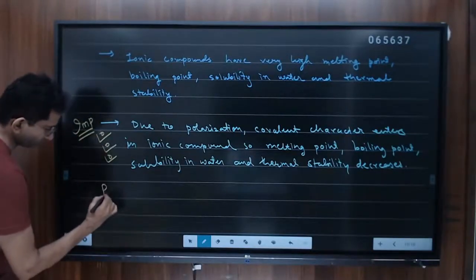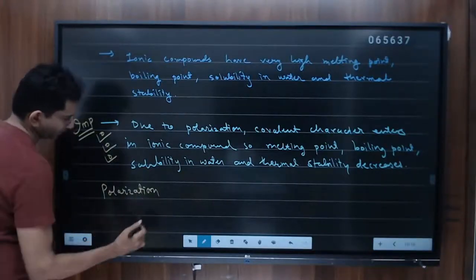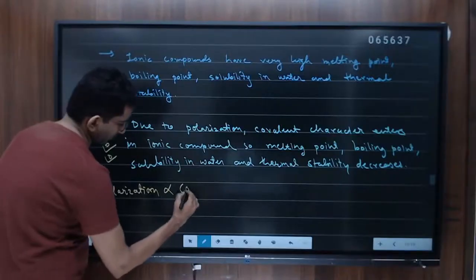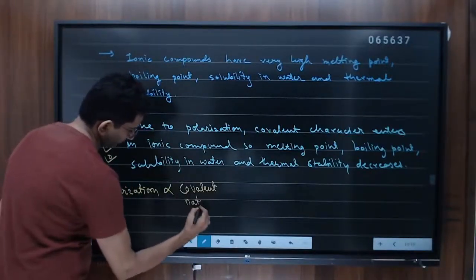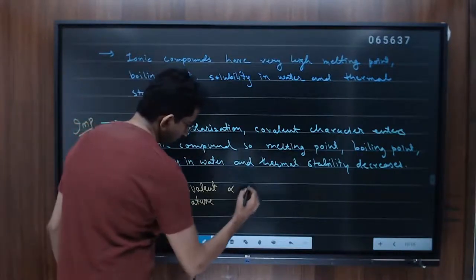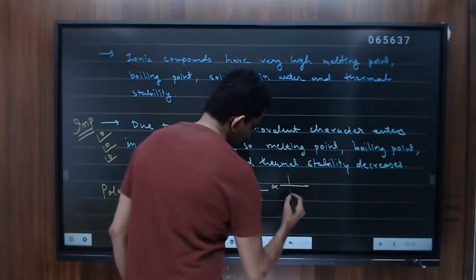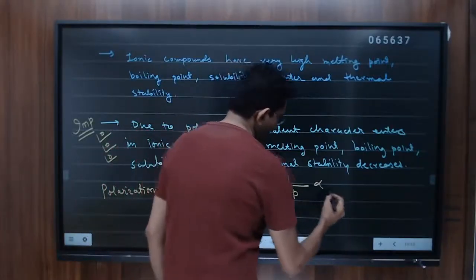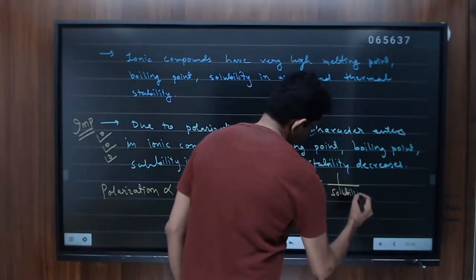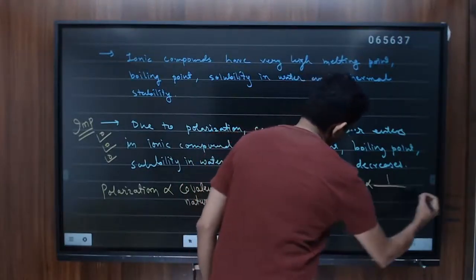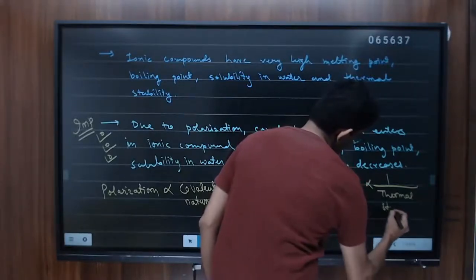So polarization is directly proportional to covalent nature, inversely proportional to MP, inversely proportional to BP, inversely proportional to solubility, inversely proportional to thermal stability.